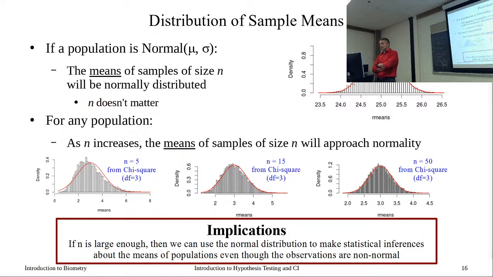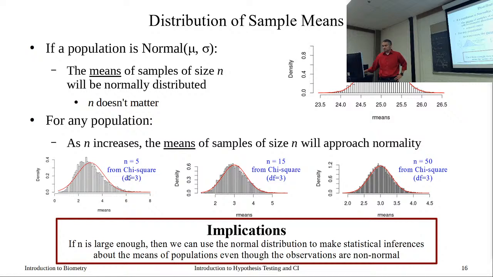For any population, regardless of the underlying distribution, as our sample size increases, so as we take larger and larger samples from the population, the means of those samples will start to approach normality. So you hear about sample sizes, oh, we should always have more sample sizes. If you ever wondered why, it's because of this part here. It doesn't matter what our underlying distribution is. If we take a sample that's sufficiently large, and we repeat it over and over again, the collection of those means will approximate normality.